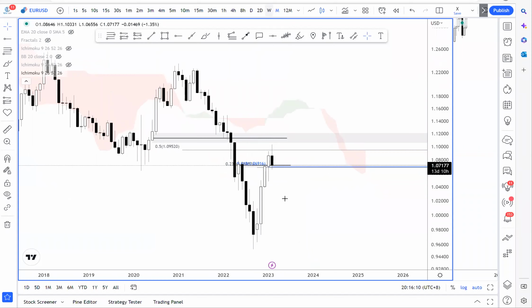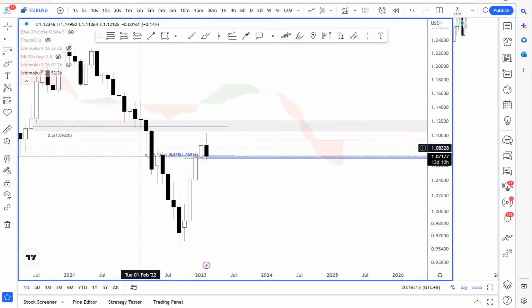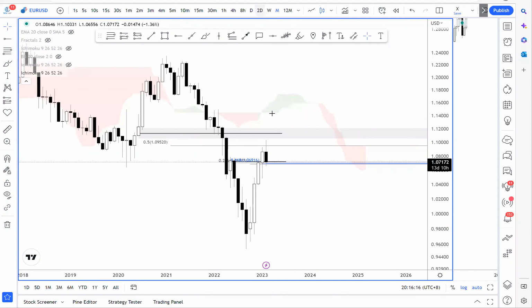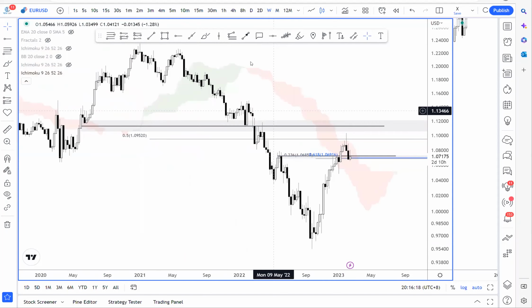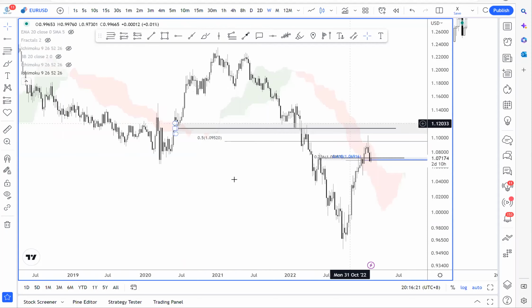I believe this is on the monthly, right? So this picture here. This is the support level, this is the resistance level, and we've marked out the zones as well. So based on the weekly picture, you can see again the resistance level.